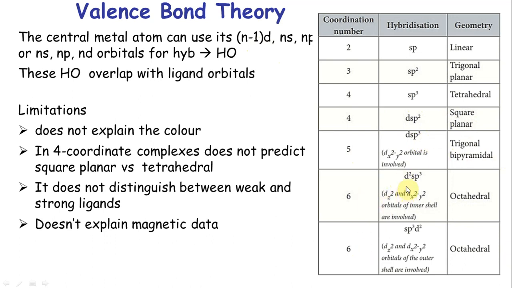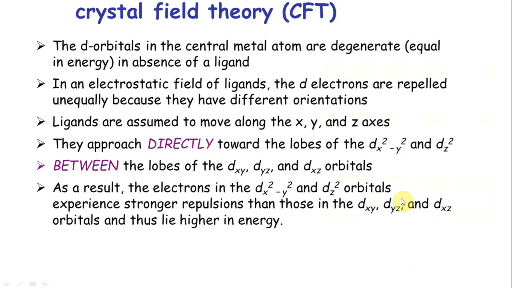6 is common, and most importantly, you can have two different hybridizations. It can be (n-1)d2sp3 or sp3d2, with the d orbitals from the outermost shell. In both cases, the orbitals used for bonding are dz squared and dx squared minus y squared. This comes as a question by itself, which orbitals are used for bonding, so make sure you remember this.